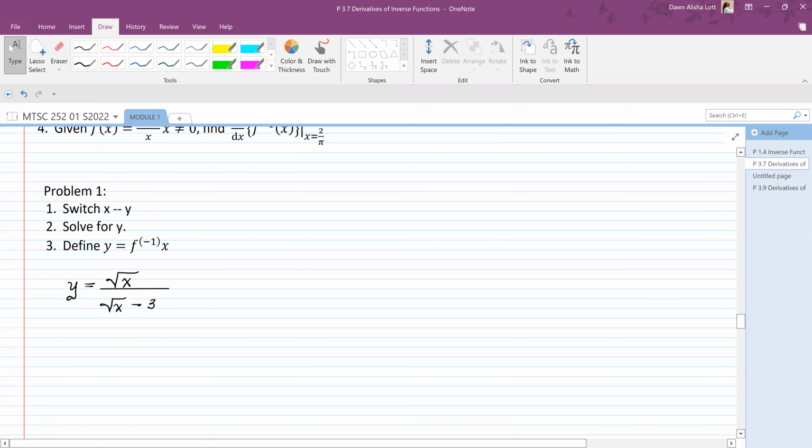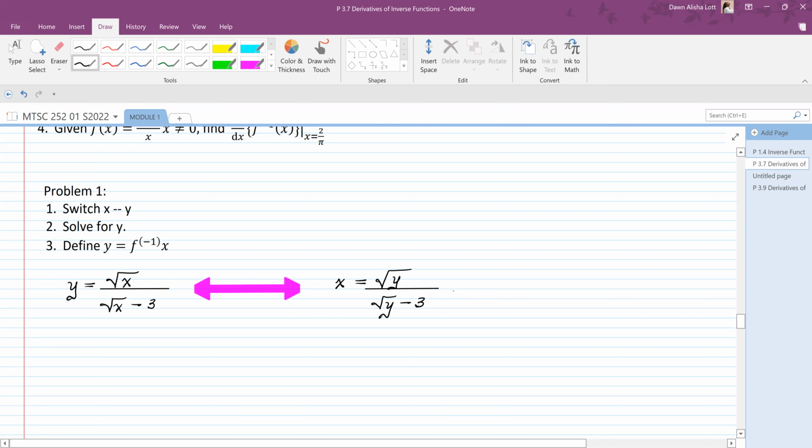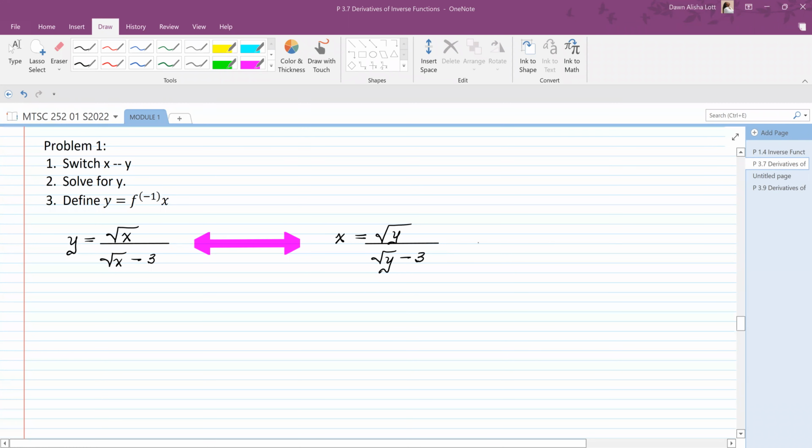The second step is to switch them. So now I want x to be the square root of y divided by the square root of y minus 3. And then now solve for y.